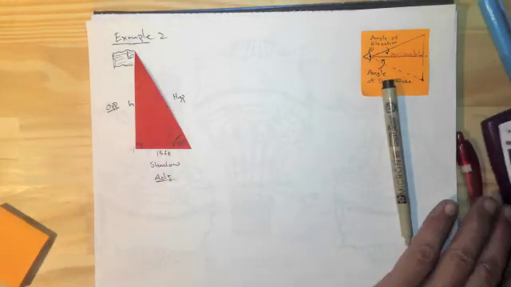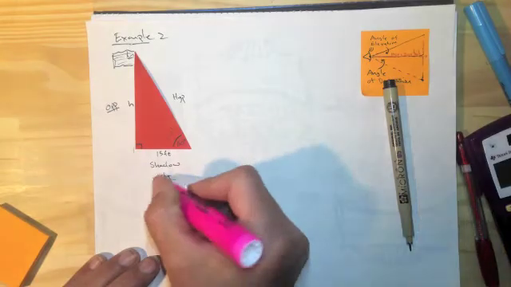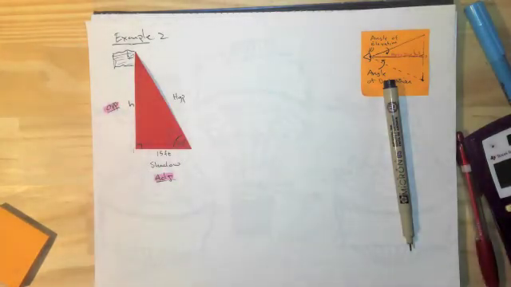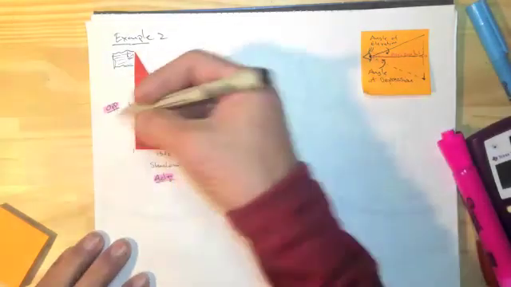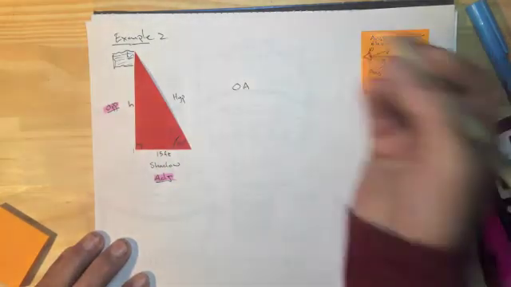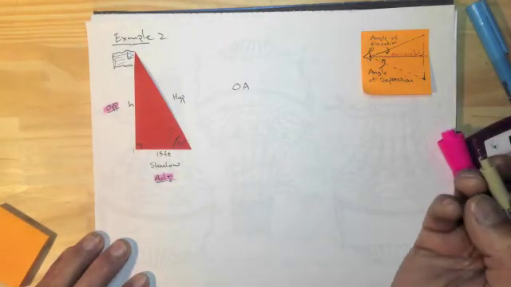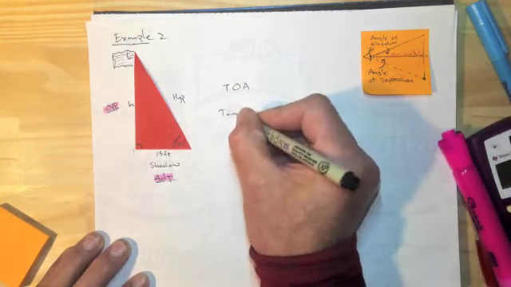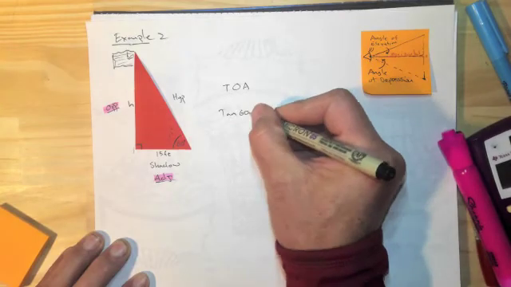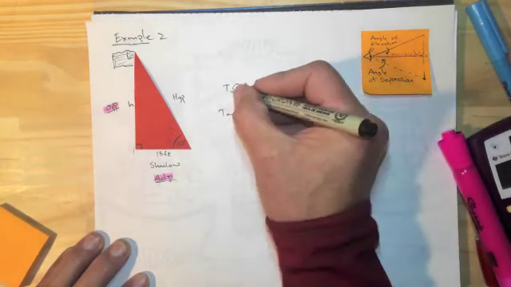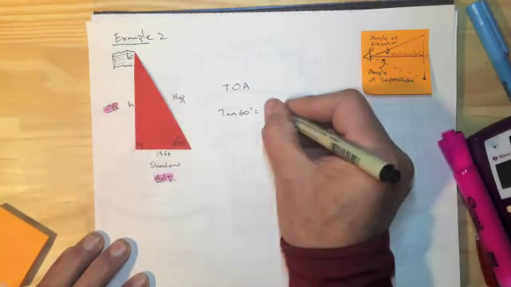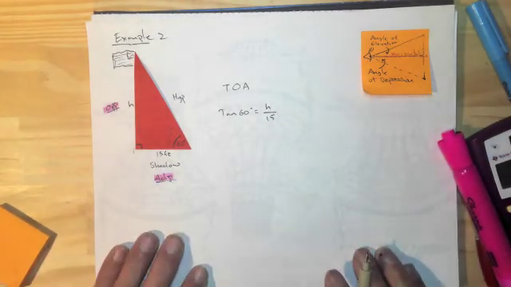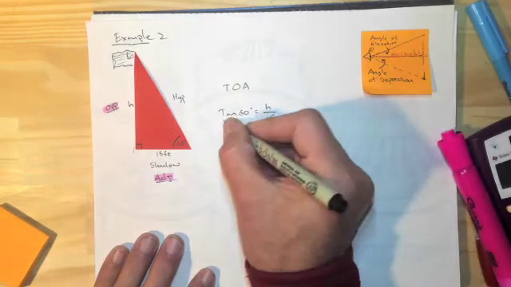So now I'm going to choose from the SOH-CAH-TOA menu. Using opposite and adjacent, that's O and A. So what goes with O and A from SOH-CAH-TOA? Oh, that's TOA. So we know that the tangent of my reference angle, 60 degrees, equals the opposite over the adjacent, which happens to be h divided by 15. Okay, that's it. So we just set it up and we do it.